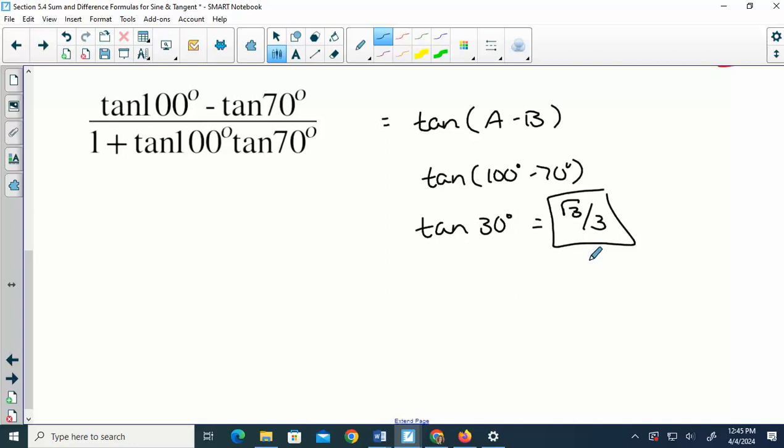Tangent's the bottom over that top. Radical the top over radical the bottom. So square root of 1 over the square root of 3. And you have to get the radical off the bottom.